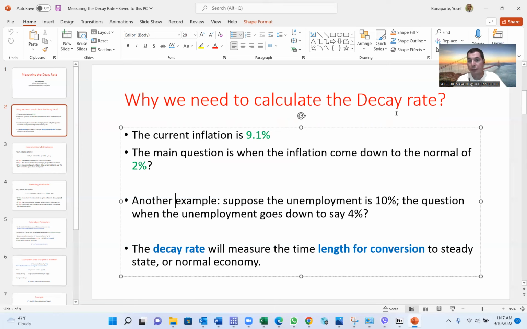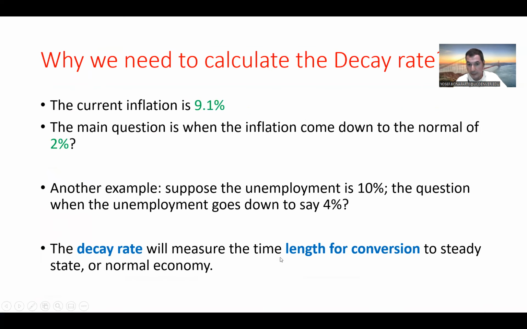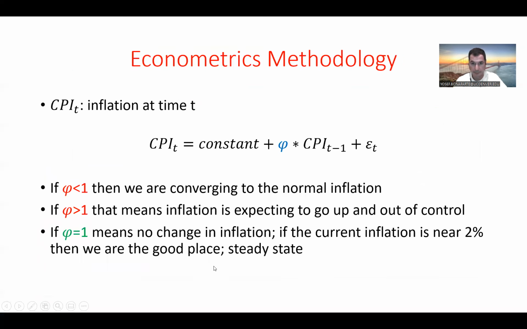Another example where we use a decay rate: suppose the unemployment is 10%. When Barack Obama was president, in January 2009, the first question was, what is the unemployment? They told him 10. And then Obama asked, when are we going to get to normal unemployment, 4%? They did the same exercise we're going to teach you today. So the decay rate measures the time length for convergence to a steady state or normal economy.